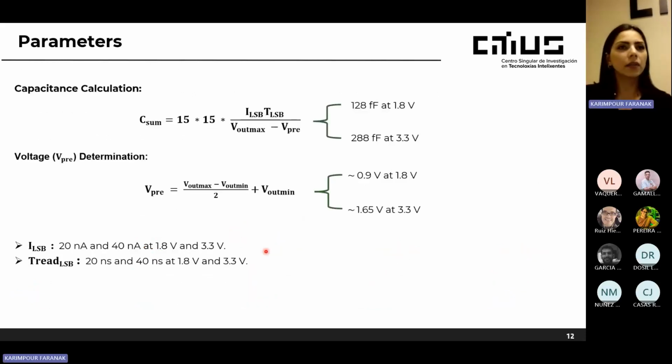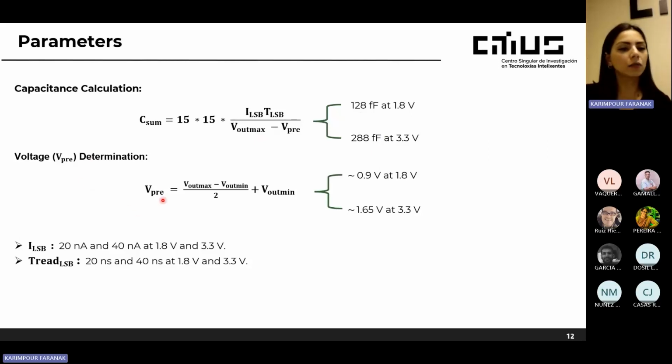In our analysis, key metrics are considered to evaluate the performance of our system. In the capacitive equation as expressed here, we have capacitive behavior when the current and time are at their maximum values. Also, the capacitance values were precisely chosen to ensure the transistors remain in saturation, based on the weight current and T-read LSBs, optimized at 128 femtofarad and 288 femtofarad in one single multiplier.